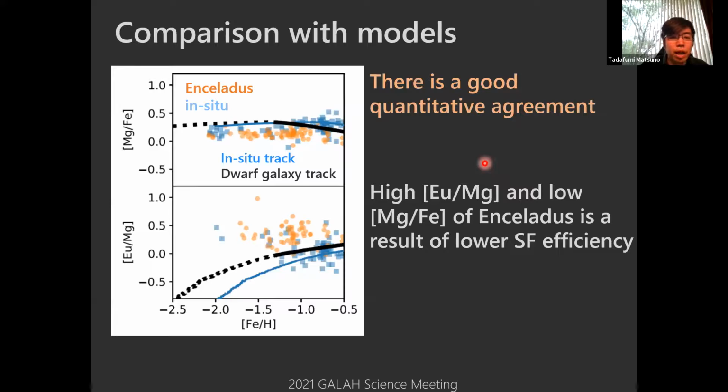So here is a comparison between observation and the model. The qualitative agreement is not very good, which would probably be due to simplifications in the model calculation and also the uncertainty in the nucleosynthesis yields. But the quantitative agreement is very good. We can reproduce the high magnesium over iron abundance of in-situ stars and the low europium over magnesium abundance of in-situ stars. This indicates that the high europium over magnesium and low magnesium over iron of Enceladus seem to be a result of lower star formation efficiency, the delay time of neutron star mergers, and the delay time of type Ia supernovae.